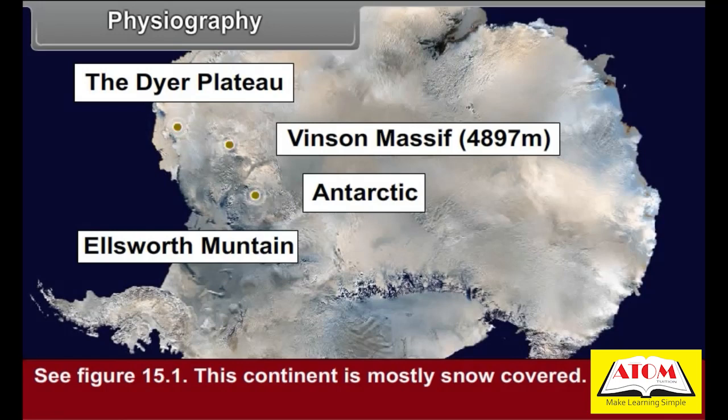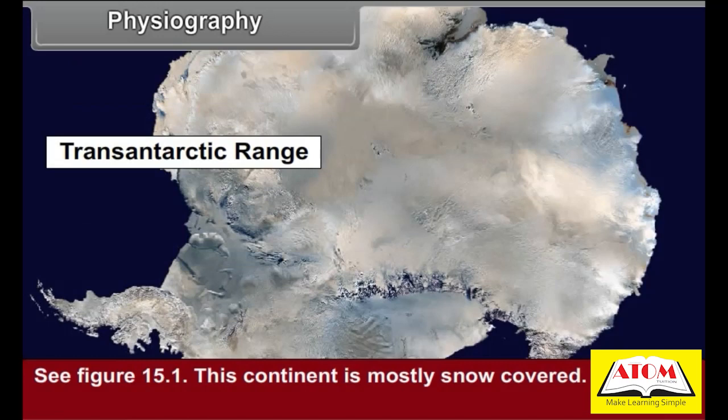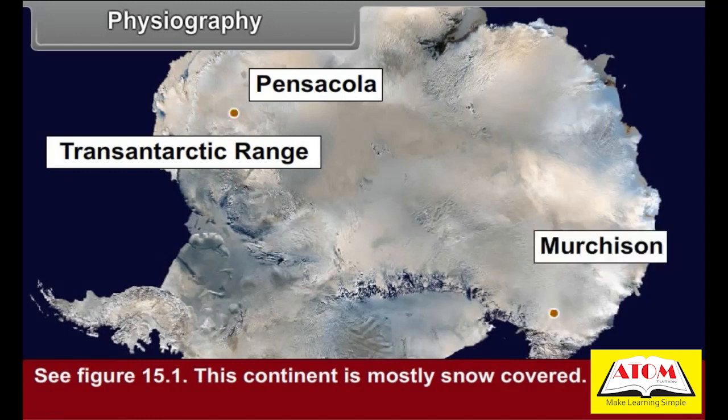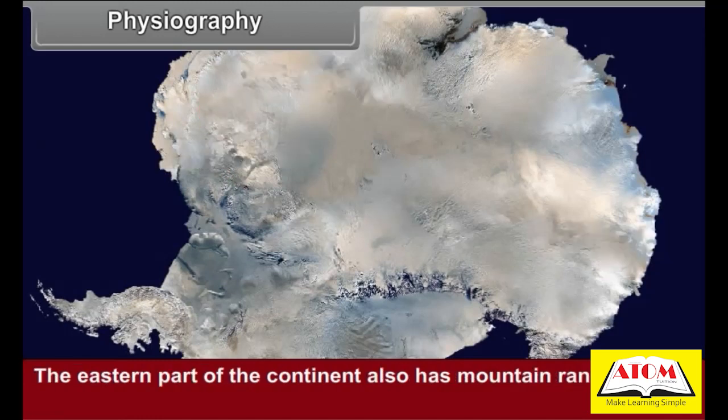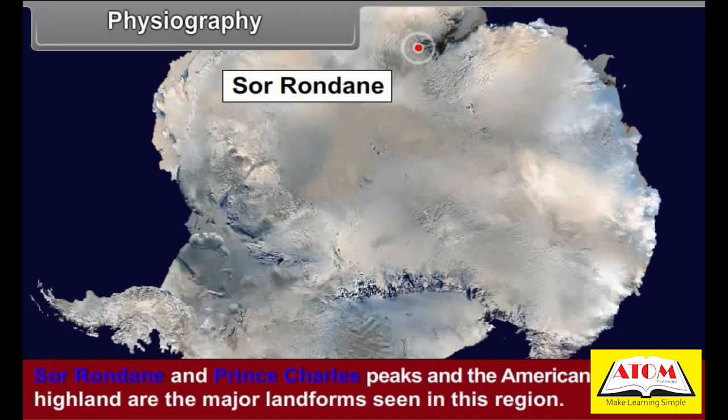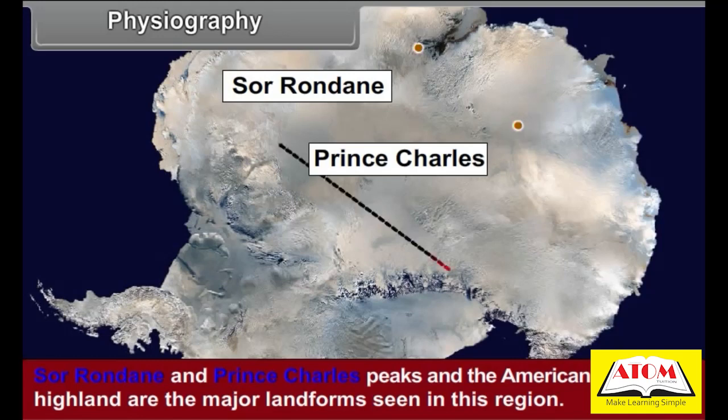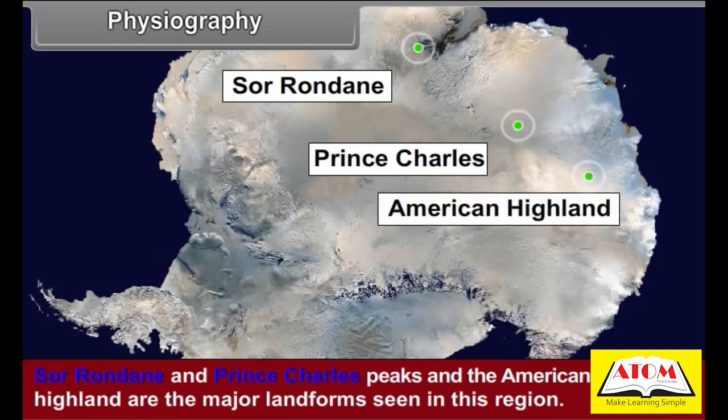Vinson Massif, 4,897 meters, in this mountain is the highest peak in this continent. The Transantarctic Range extends from Pensacola near the South Pole till Mountain Murchison. The eastern part of the continent also has a mountain range. Sir Rondane and Prince Charles Peaks and the American Highland are the major landforms seen in this region.